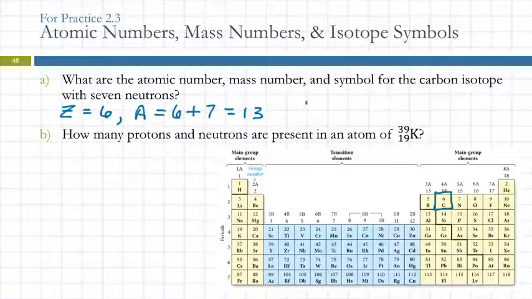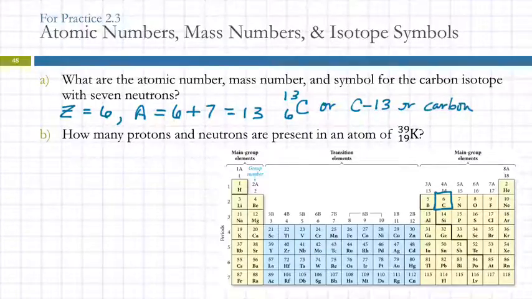So what's often called the nuclear symbol, we'll put the element symbol C, the number of protons, bottom left, and the mass number, 13, on the top. So that would be an acceptable answer, or we can call this C-13, or we can call this carbon 13. Any questions?